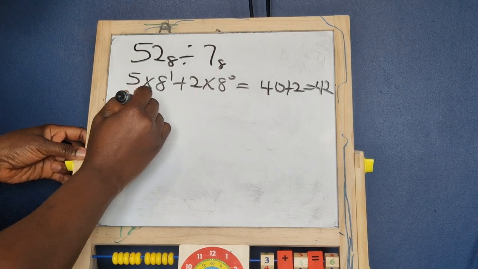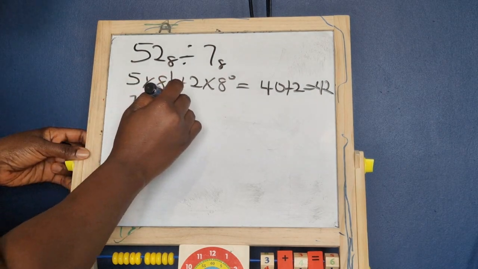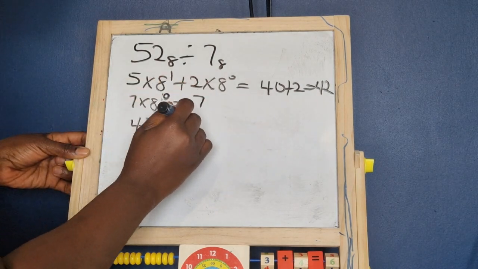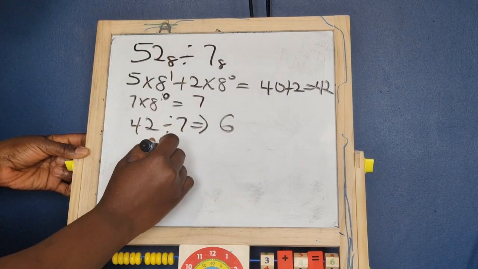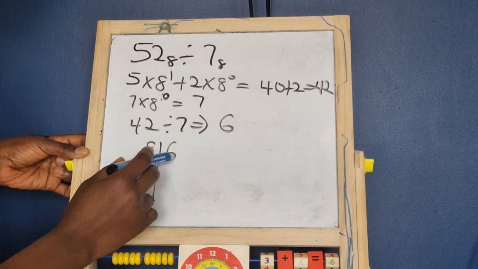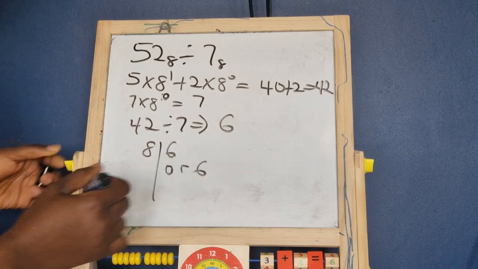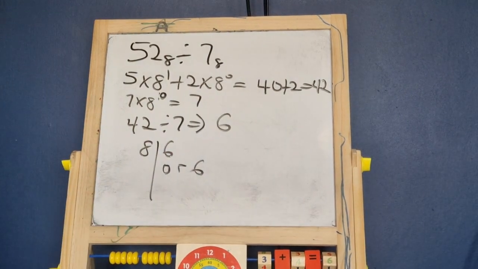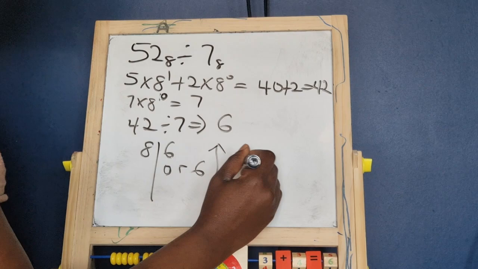And then 7 times 8 raised to power 0. So that will still be 7. So we now say 42 divided by 7, and that's 6. We now convert that 6 back to base 8. So 8 would go in 6, how many times? 0, remainder 6. So this will give 6 in base 8.